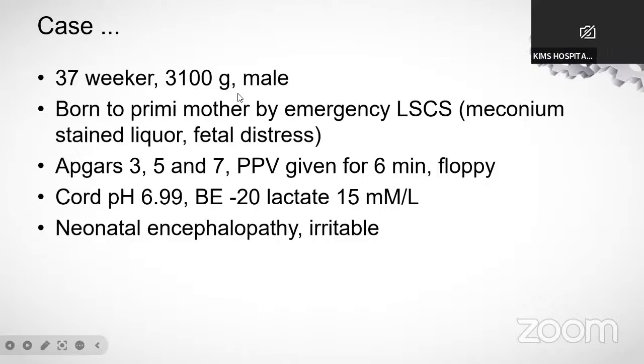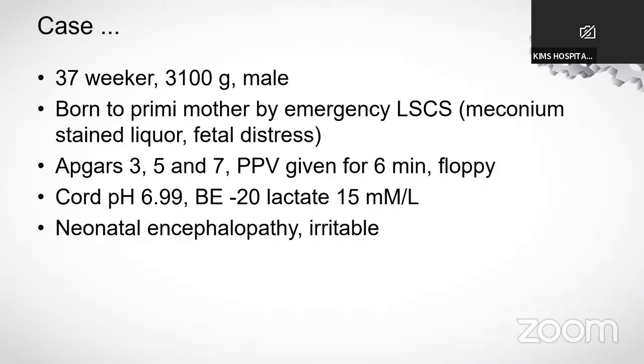So let's begin with a case scenario. We have with us a full-term 37 weeks, 3,100 grams male neonate born to a primigravida mother by emergency LSCS following meconium stained liquor. The baby had fetal distress in the form of fetal tachycardia and was born depressed with Apgar scores of 3, 5, and 7 at 1, 5, and 10 minutes of life.